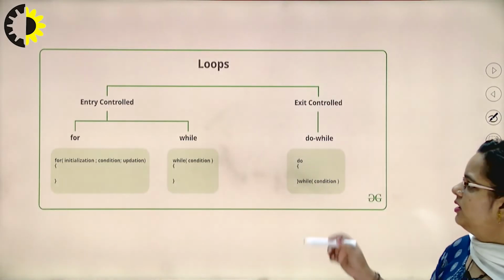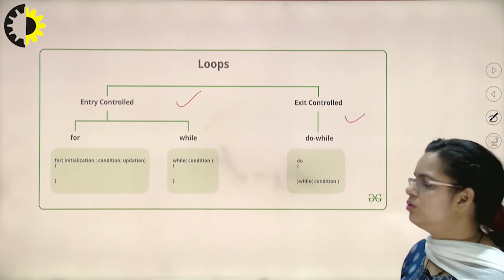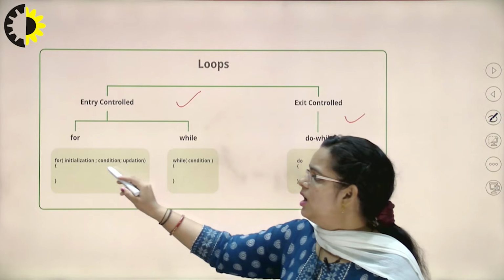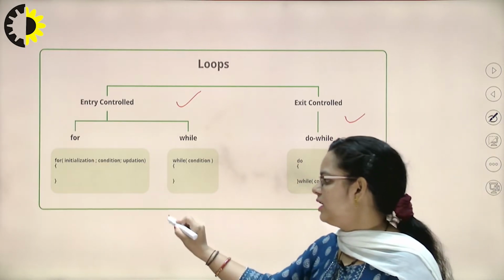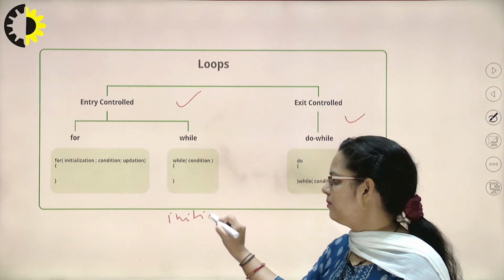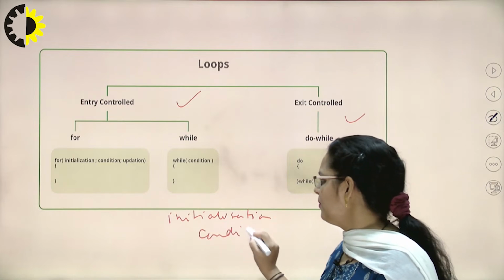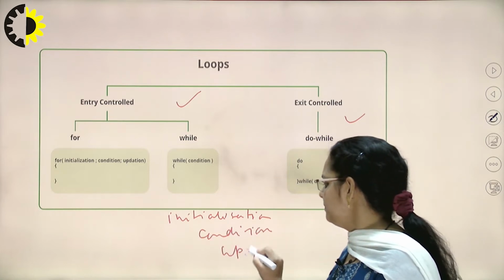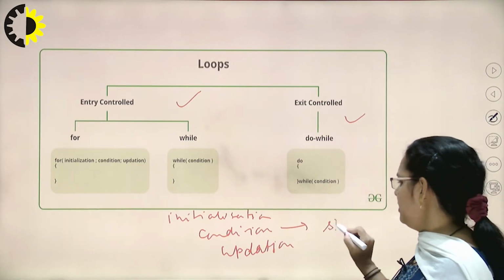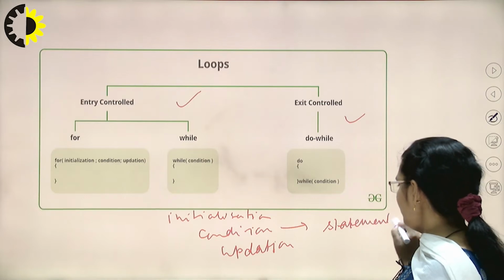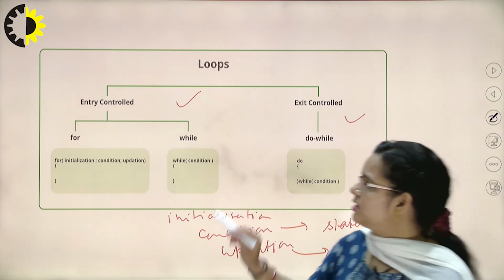Here is the diagrammatic representation. The syntax of entry control and exit control loops is here. For the for loop, as I have already discussed, in all the types of loop we have around 4 steps. First of all, the initialization. Second is the condition. Third is the updation. If the condition is true, then only the statements would be executed, and for the next iteration, the counter variable would be updated. So this is the syntax of the for loop.